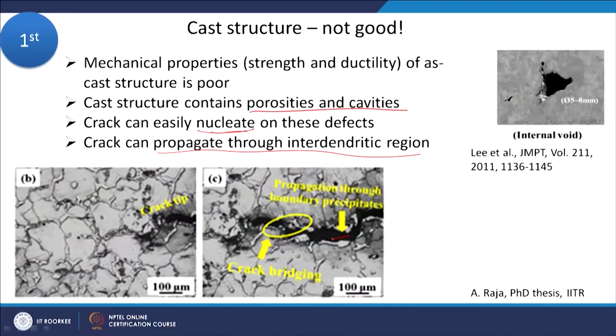So, once a crack is initiated, as you can see, this crack is going through this interdendritic region in a very nice fashion. You can see that this crack is growing through the interdendritic region, it is separating two dendrites. And also, as you can see in this micrograph, the cast structure contains a large number of cavities and porosities, which can act as nucleation sites, and once it nucleates, the crack can easily propagate through the interdendritic region. So, because of this, the cast structure is always not considered a good choice for mechanical properties.